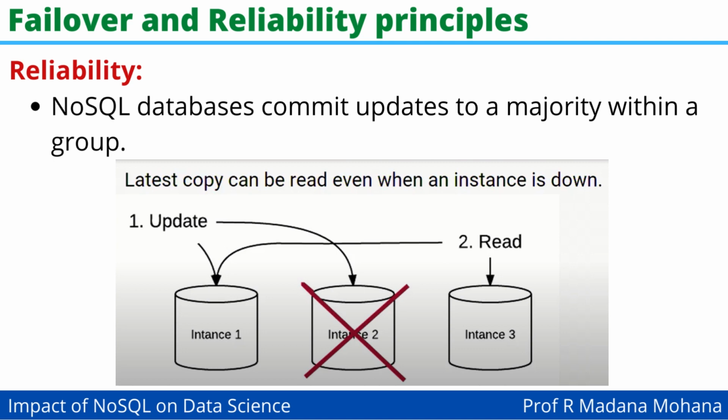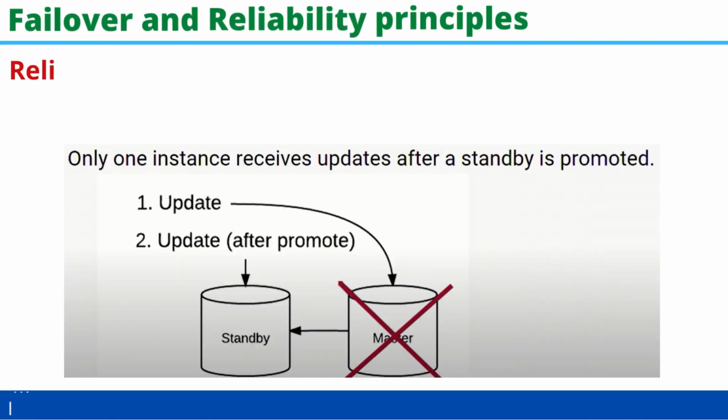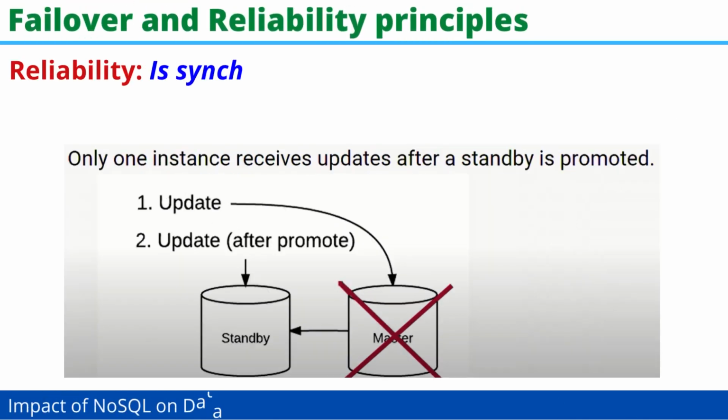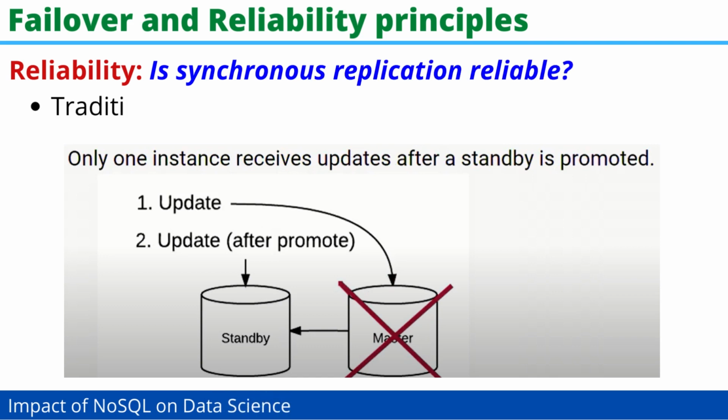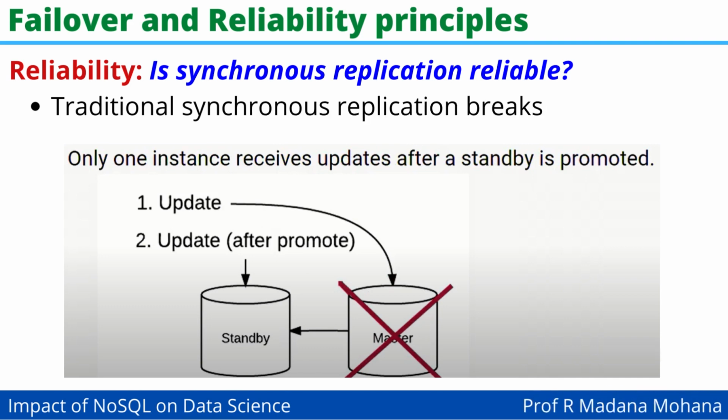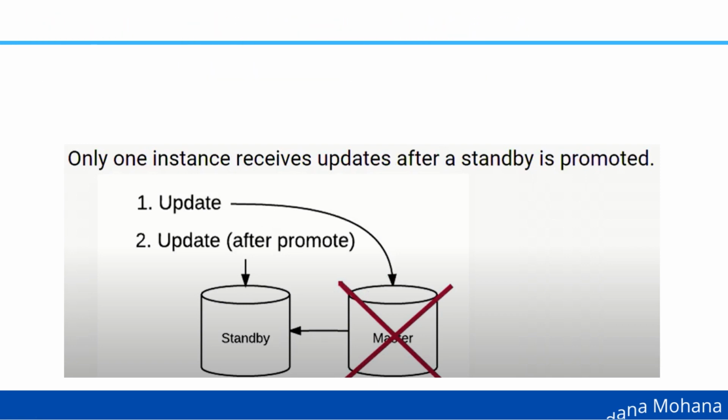Then you can see instance 3, which performs the read operation. Here instance 2 goes down. So even here you can perform an update operation. Then only one instance receives updates after a standby is promoted. Here you can see we have a standby, and this is the master. The standby performs updates after its promotion, following the initial update from the master.